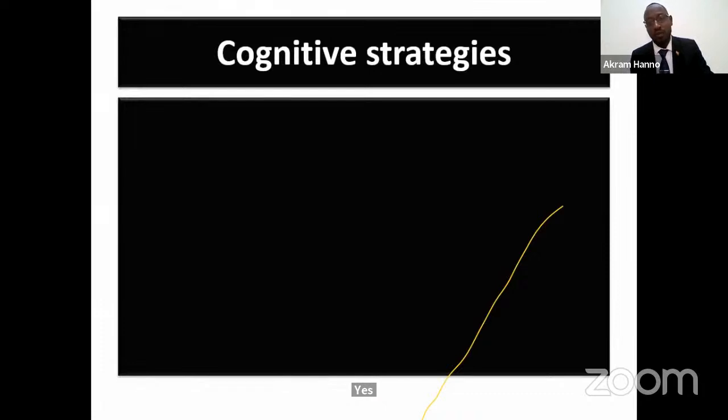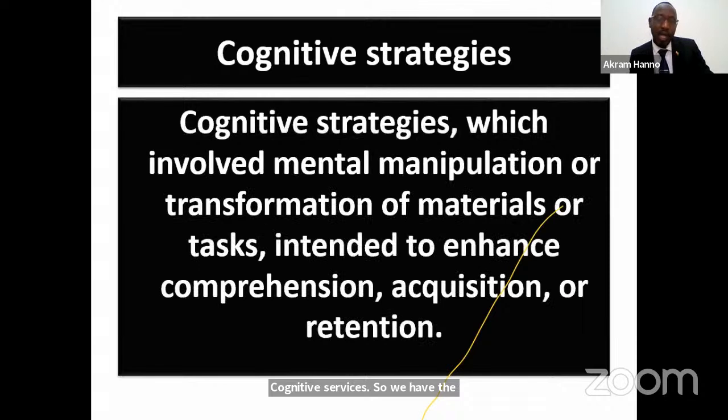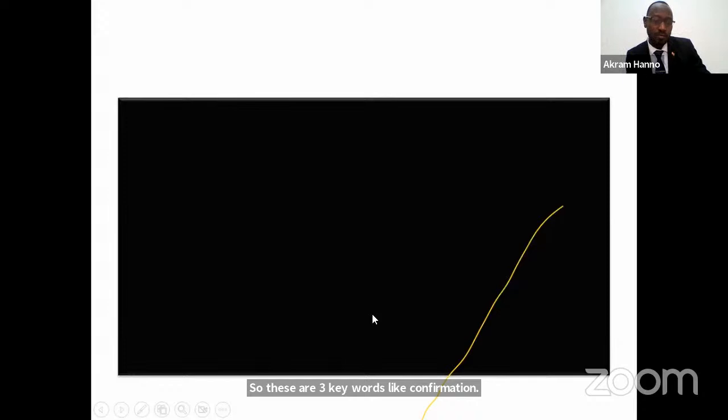Cognitive strategies. So we have the meta and the cognitive. Cognitive strategy involves mental manipulation or transformation of material or tasks intended to enhance comprehension, acquisition, or retention. So these are three keywords: comprehension, acquisition, and retention.